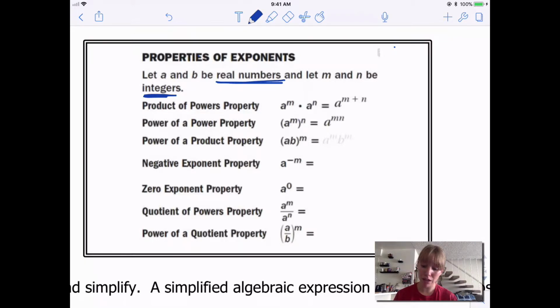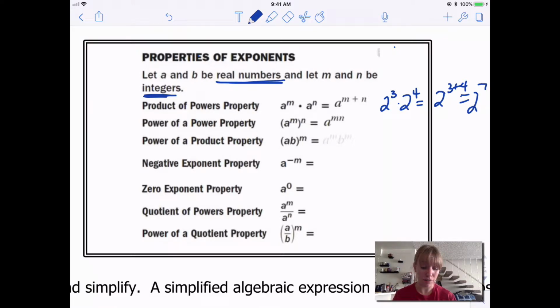When I'm multiplying two powers, I'm going to add their exponents. An example of this would be 2 to the third power times 2 to the fourth power. I have the same base, that 2, so I keep the base, and I'm going to add my powers, 3 plus 4, so I get 2 to the 7th.